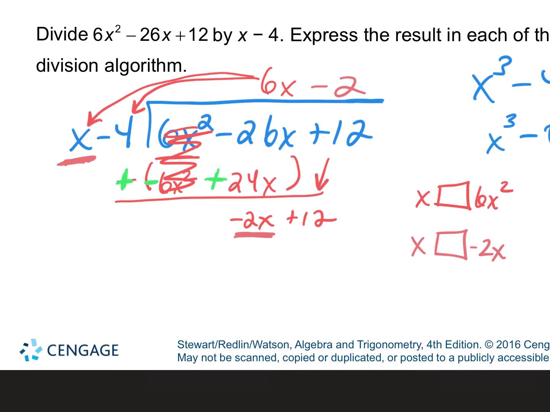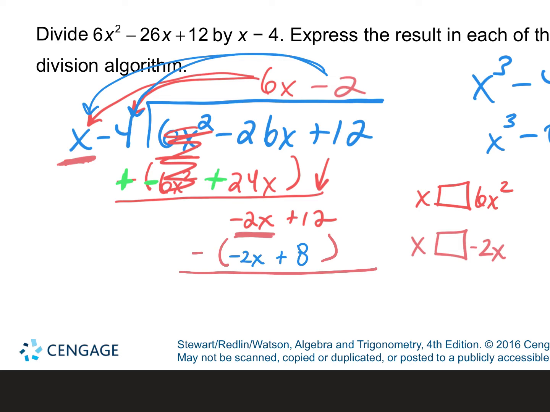Now, before I do my multiplication, I'm going to get my subtraction all set up so I don't forget to distribute. So now we're going to multiply. Negative 2 times x is negative 2x. Good. Negative 2 times negative 4 gives me positive 8. Now, before I combine, what do I have to do with all my signs? Change, change, change.